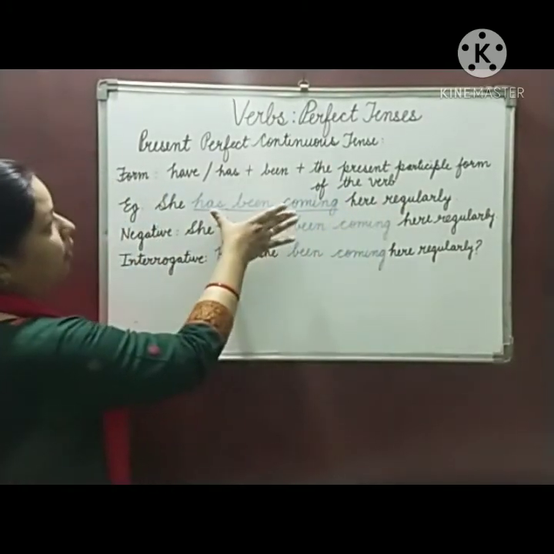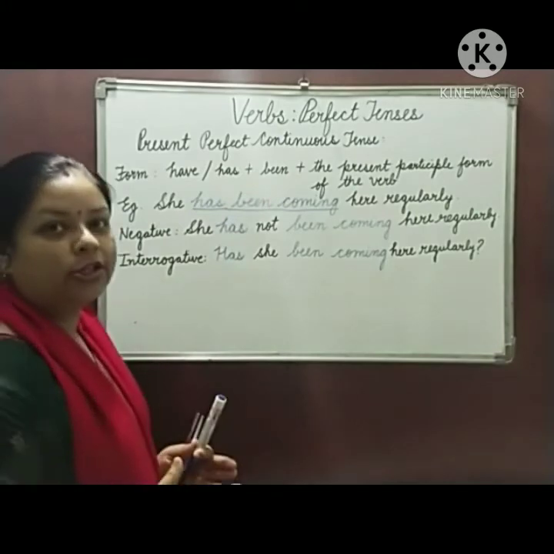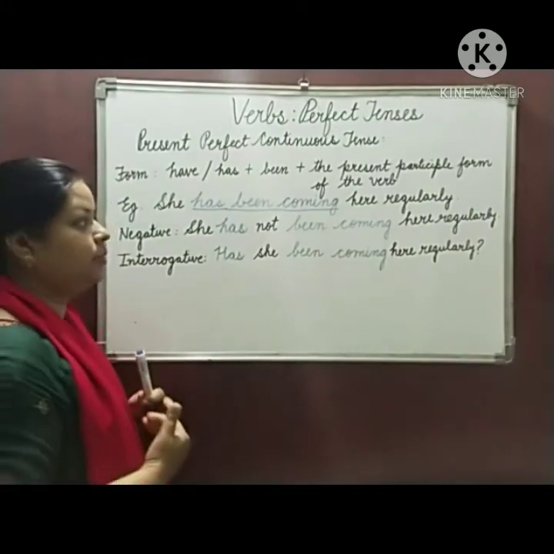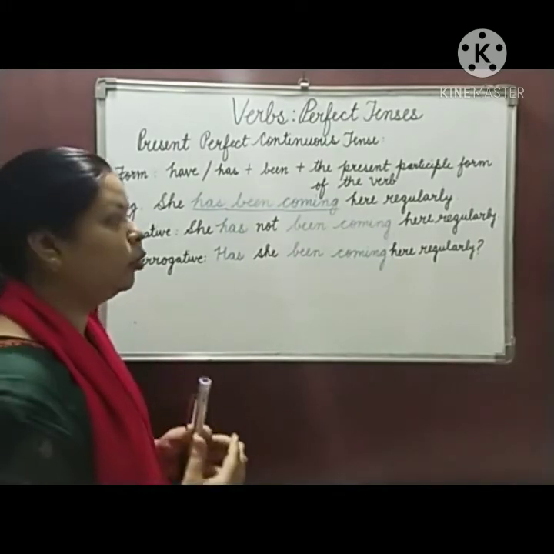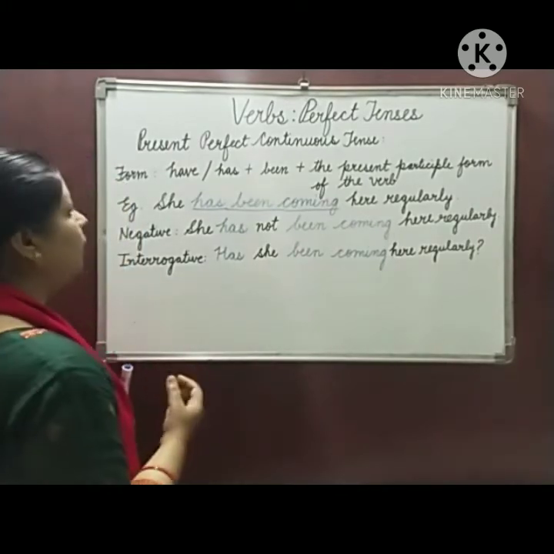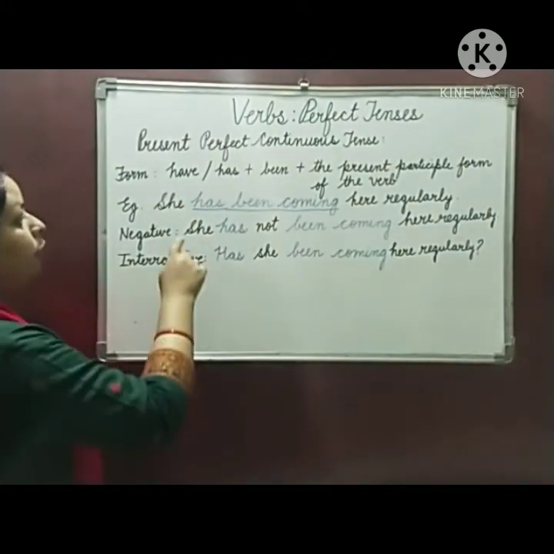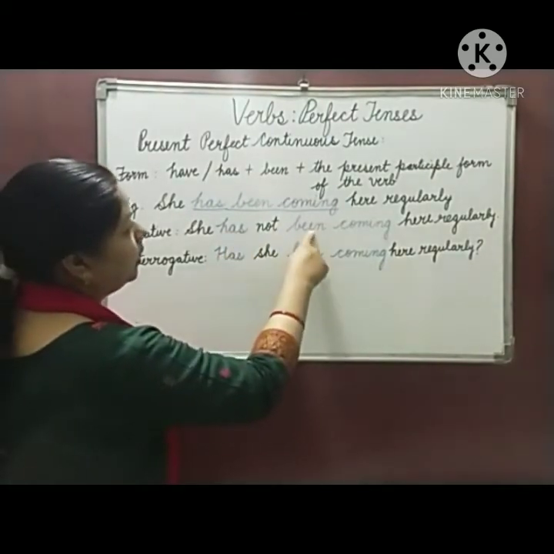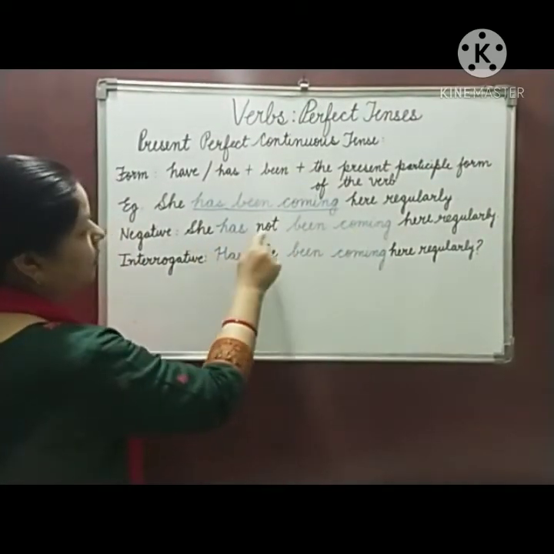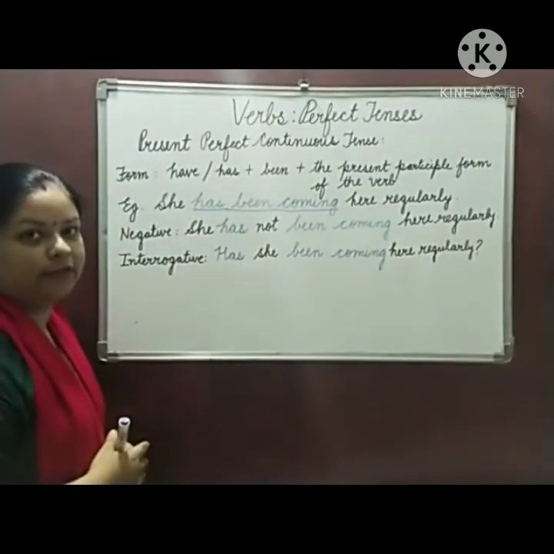This is the present perfect continuous form. It means the action that started in the past but is still continuing at the moment of speaking. Now how do we form the same sentence into negative? We will use not between has and been coming. So she has not been coming here regularly. It became a negative sentence.